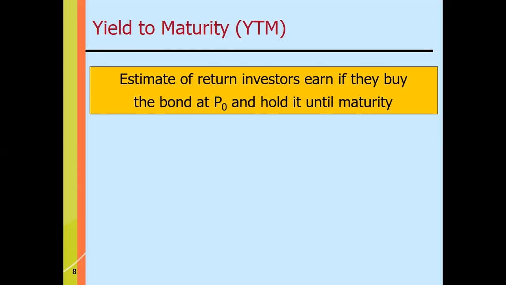Next, yield to maturity. YTM is the estimate of return investors earn if they buy the bond at P sub 0 and hold it until maturity. So they pay for the present value and then hold it until maturity. So this would be a case of financial assets at fair value through other comprehensive income, if, for example, that is an equity instrument. But then if it is a debt instrument, this is now the financial accounting perspective, by the way, so financial assets at amortized cost because it is held until maturity.